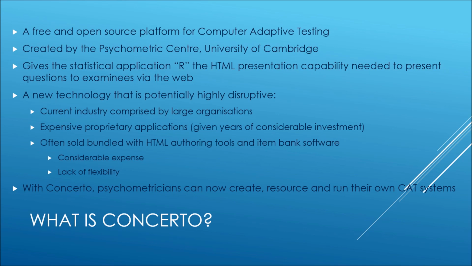It also has an inherent lack of flexibility for the client should the client choose to no longer accept that vendor's computer adaptive testing solution or it doesn't work out for them. The vendor then would take the HTML authoring tool and the item banking software and virtually leave the client with very little capability. So Concerto comes along and changes that particular model quite severely, or it has the potential to anyway. A psychometrician, or an individual psychometrician, can now create, resource, and run his or her own computer adaptive testing system.